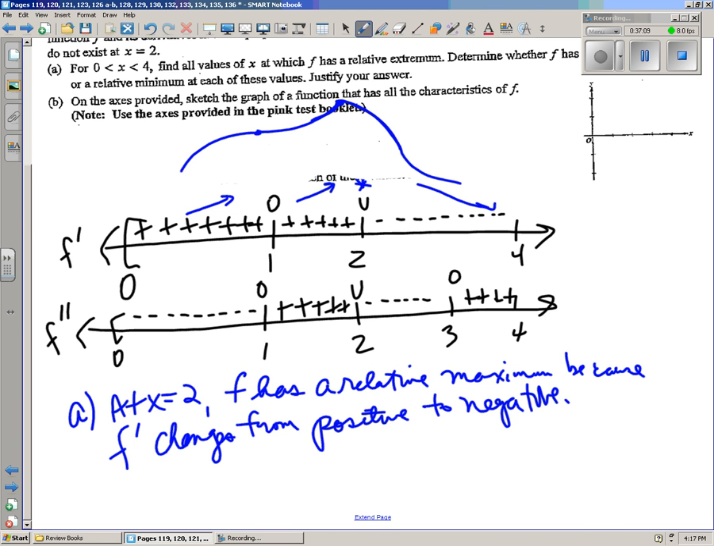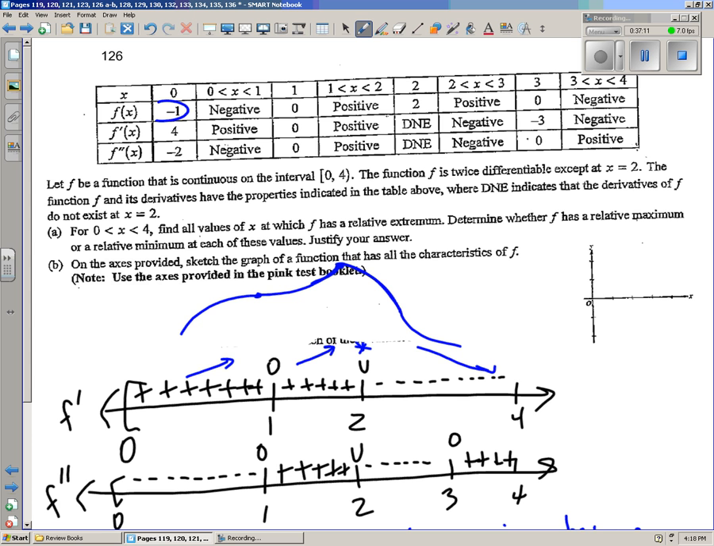Now, the other thing that we have to understand is that they gave us function values. So at 0, we're at negative 1. At 1, we're at 0. At 2, we're at 2. So the shark fin happens at y equals 2. At 3, we're at 0. And at 4, we don't know. So here's our general function. Looks something like this. Something like this would work. All right, moving on to the next question, I suppose.